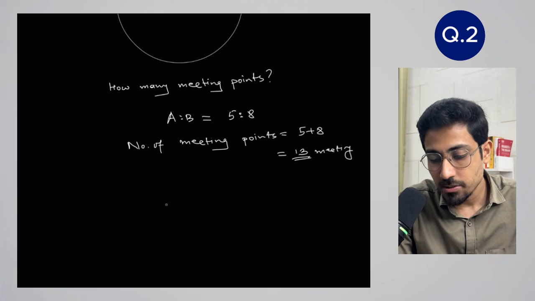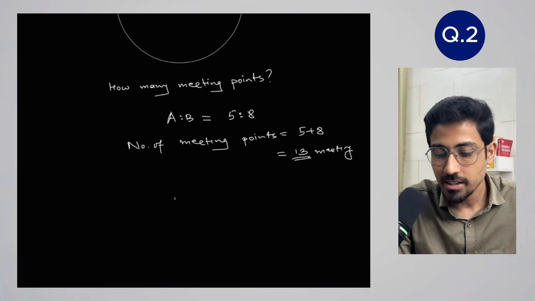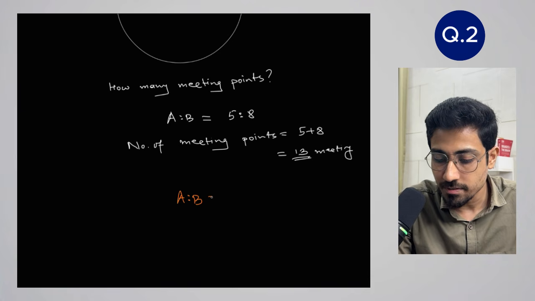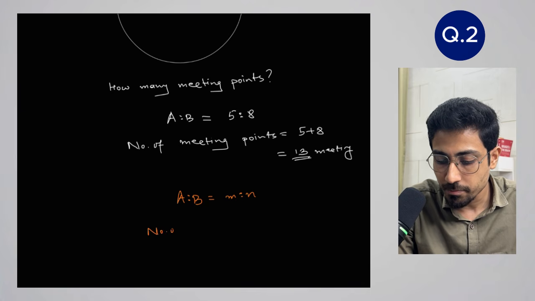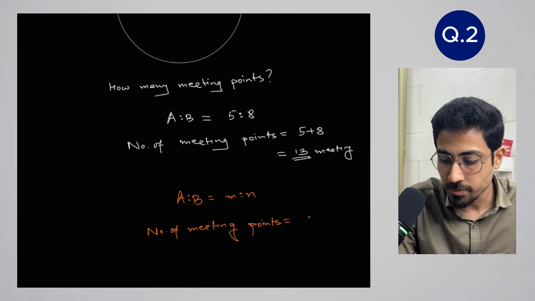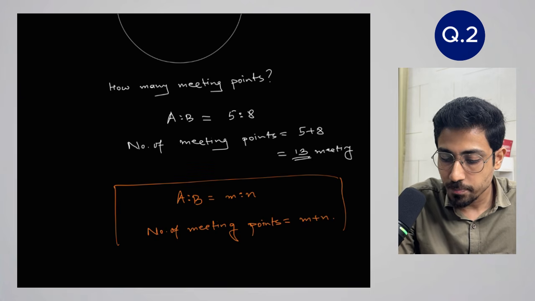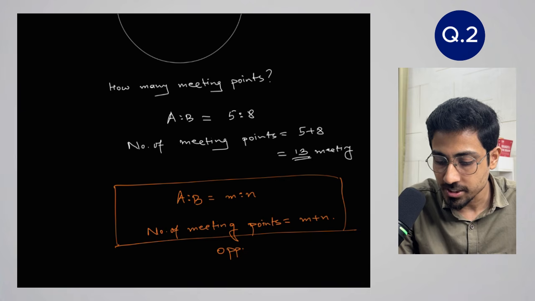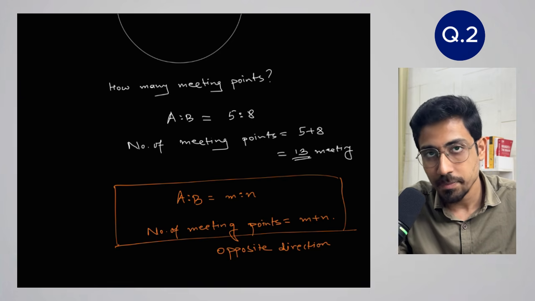Again, you can write down the formula if you want to. A is to B is equal to M is to N. If it is this, then the number of meeting points will be M plus N. This is for opposite direction, if they're traveling in opposite direction in a circular track. So I hope this is clear. M plus N, simple.